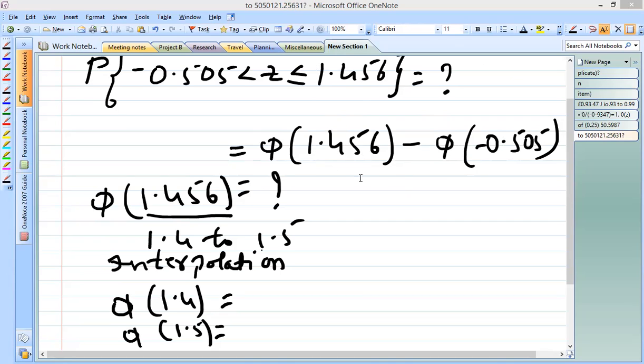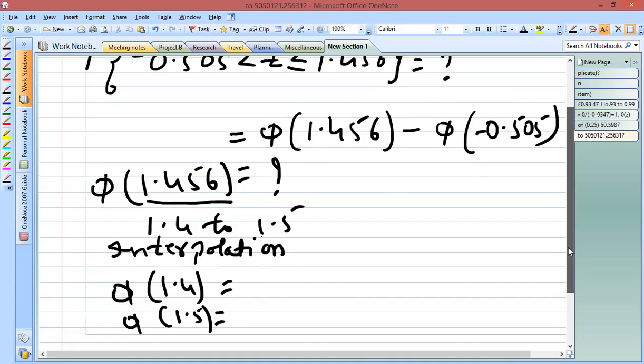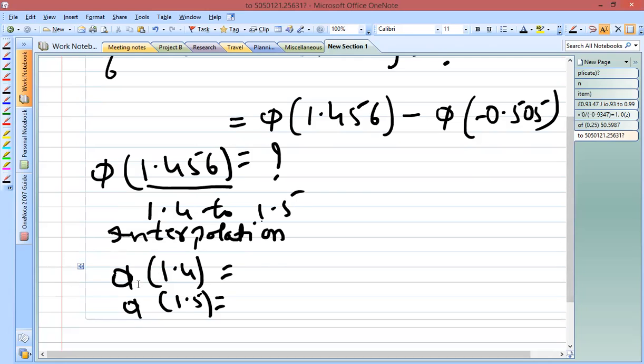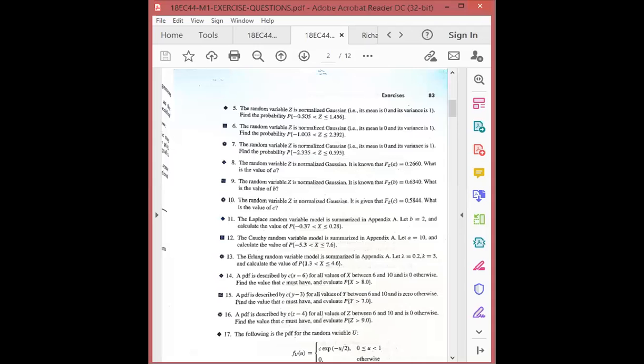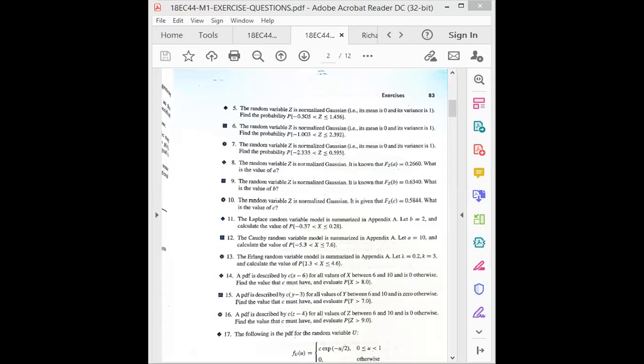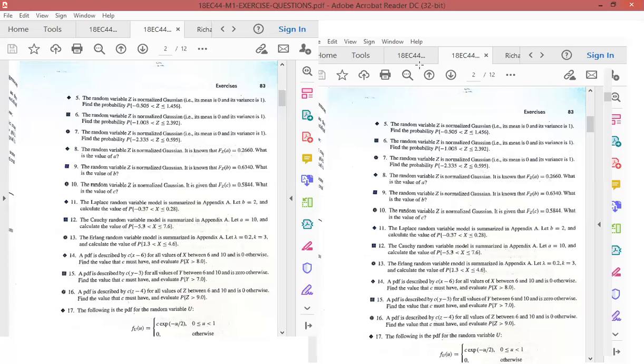So now in order to solve this, we need phi of 1.456. So this 1.456 lies between 1.4 to 1.5. So here that can be obtained using the interpolation method. So in order to use the interpolation method, first tabulate the values of phi of 1.4 and 1.5 from the table. So what is the value for 1.4? Look at the table, appendix D. Can you see this appendix D here?